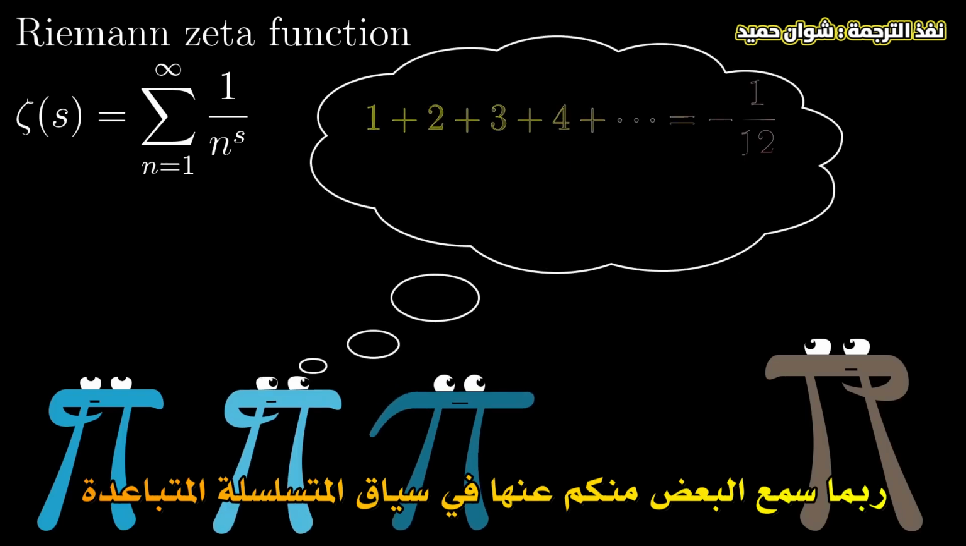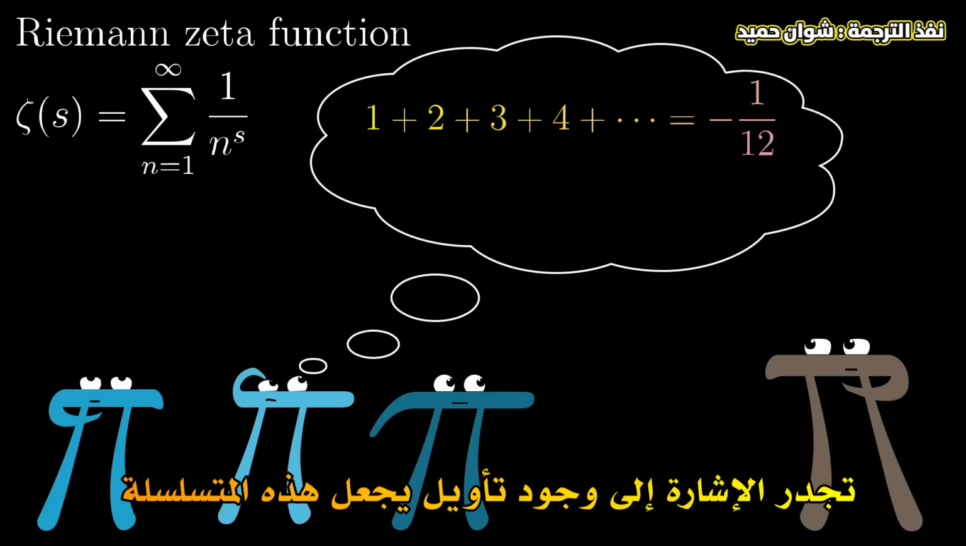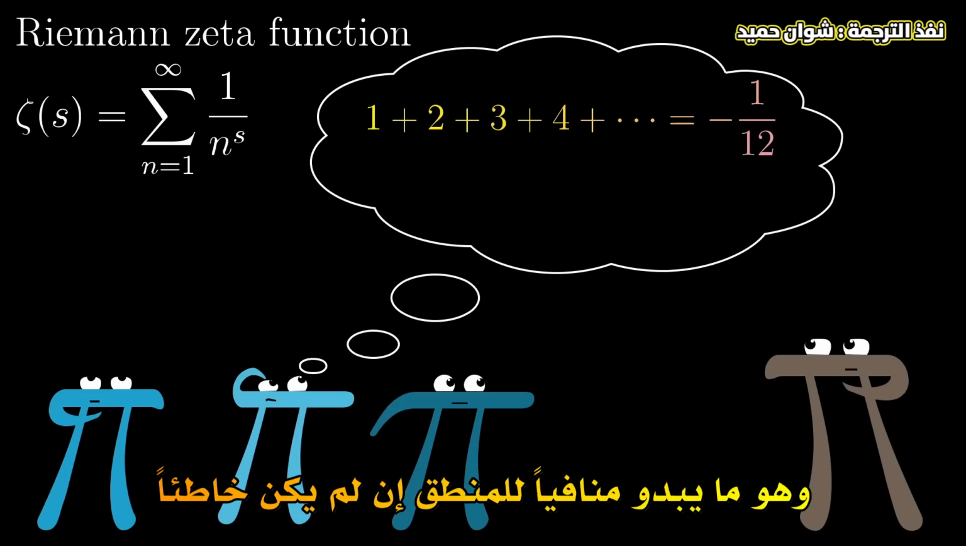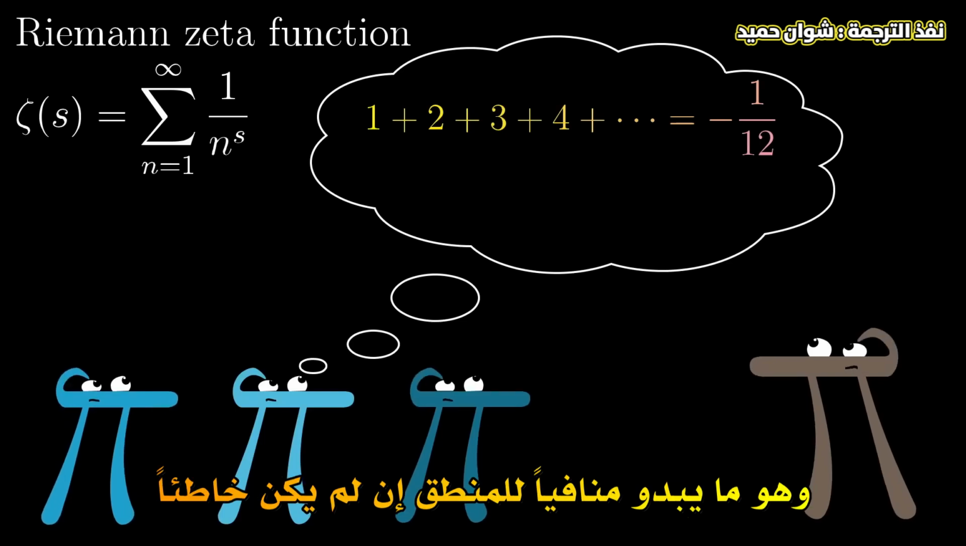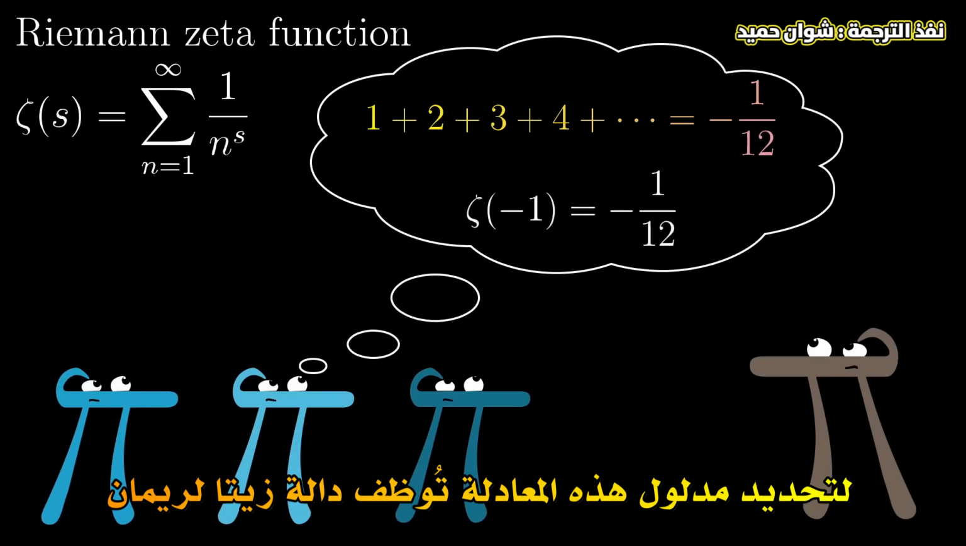Some of you may have heard of it in the context of the divergent sum 1 plus 2 plus 3 plus 4, on and on up to infinity. You see, there's a sense in which the sum equals negative 1/12, which seems nonsensical if not obviously wrong. But a common way to define what this equation is actually saying uses the Riemann zeta function.